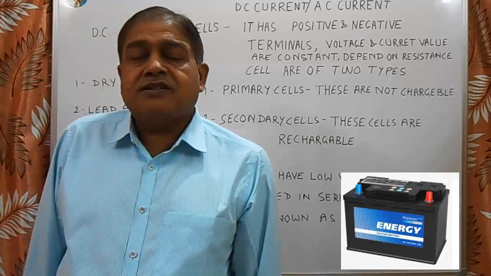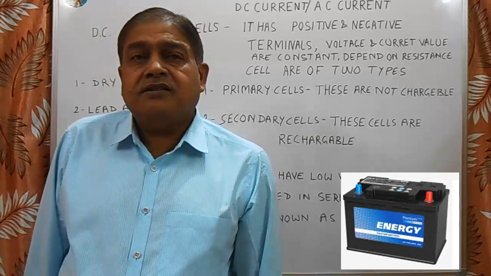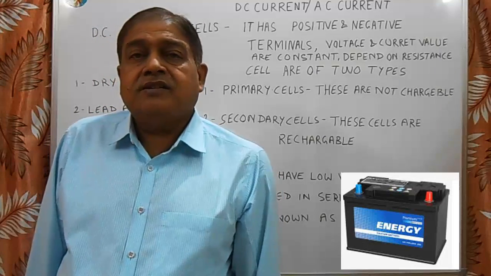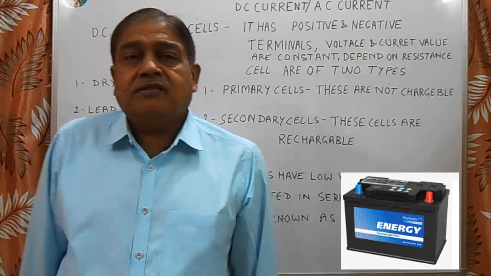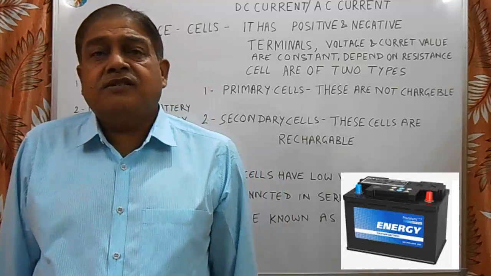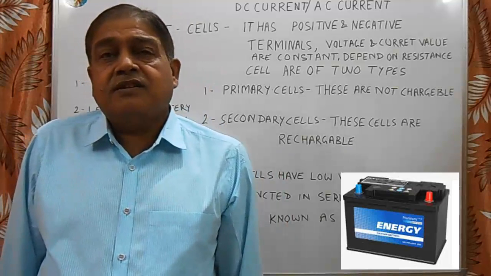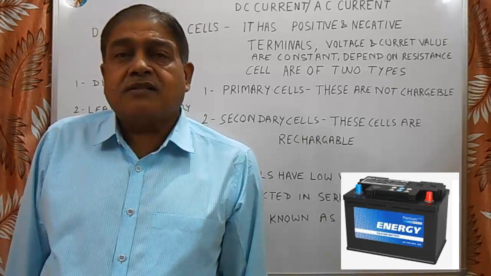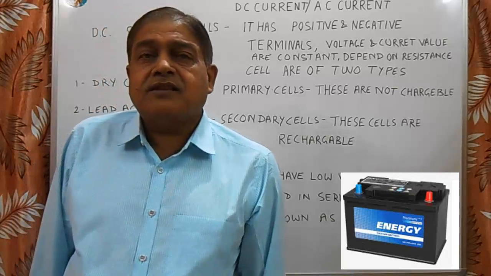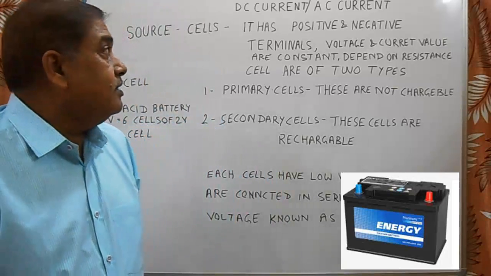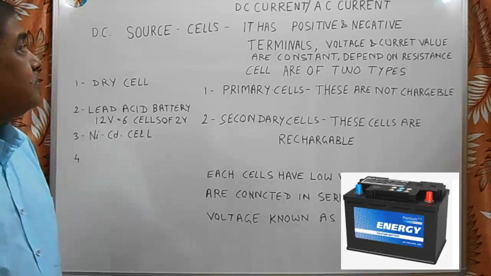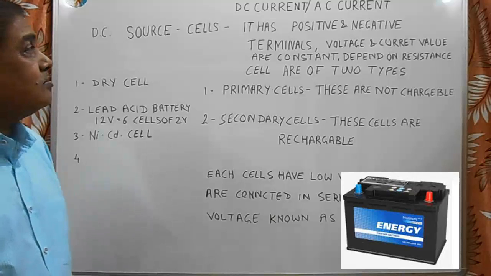Today we are discussing DC current, DC voltage and sources of DC voltage. The main sources of DC voltage are cells, primary cells and secondary cells. Primary cells are dry cells, they are not chargeable. Here you can see the main source of DC current.